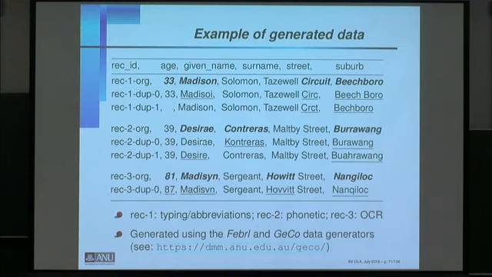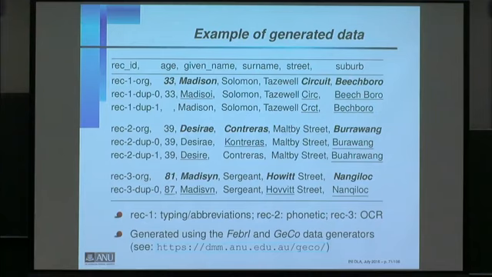The second record is now based on phonetic variations. So this is actually where we re-engineered phonetic encodings like soundex and double metaphone. Instead of having a string and converting it into a code, we look at all the phonetic encoding rules, and we use them to modify strings with regard to phonetic variations. So you can see again, Contreras, Contreras, Desiree, Desiree, Barawang, Barawang.